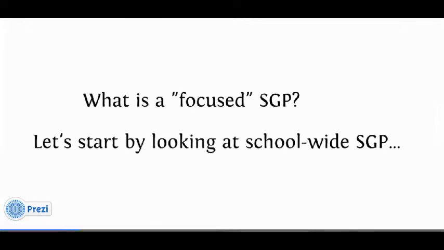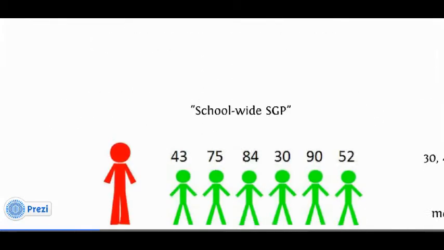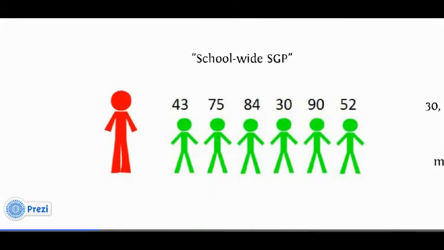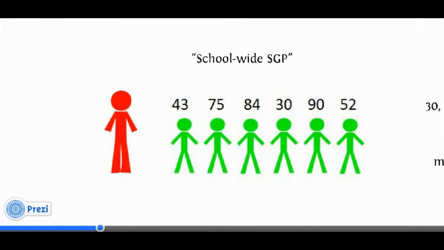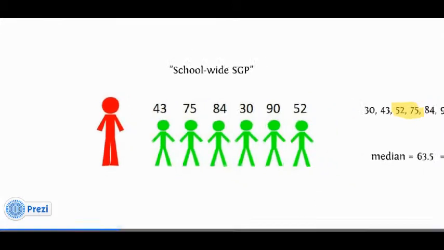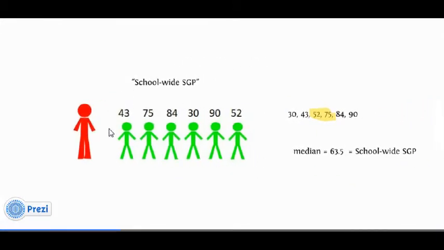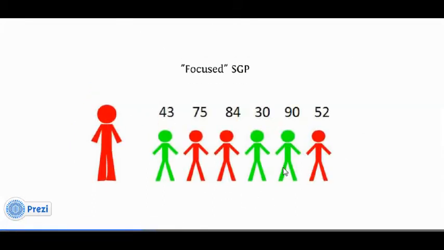So what is a focused SGP? Let's start by looking at a school-wide SGP for some background. Under a school-wide SGP, you as the teacher would have all of these students that are in the school shown in green, and to actually create a school-wide SGP, we would take all of these SGP scores, order them from lowest to highest, and then take the median score. In this case, we've got an even number of scores, so we average the two middle scores, and that becomes the school-wide SGP for this teacher.